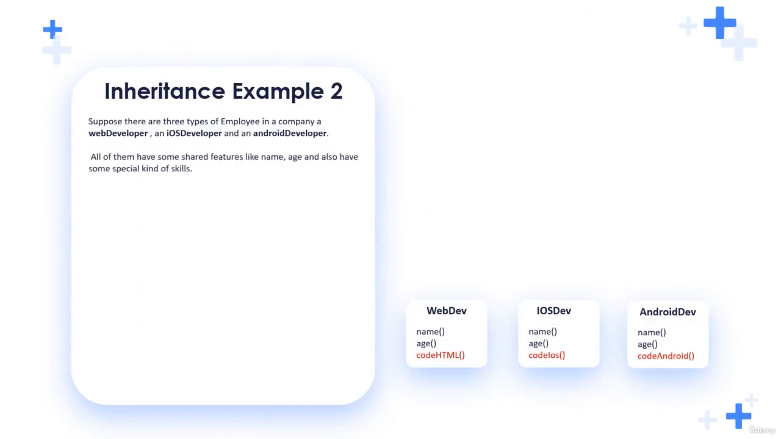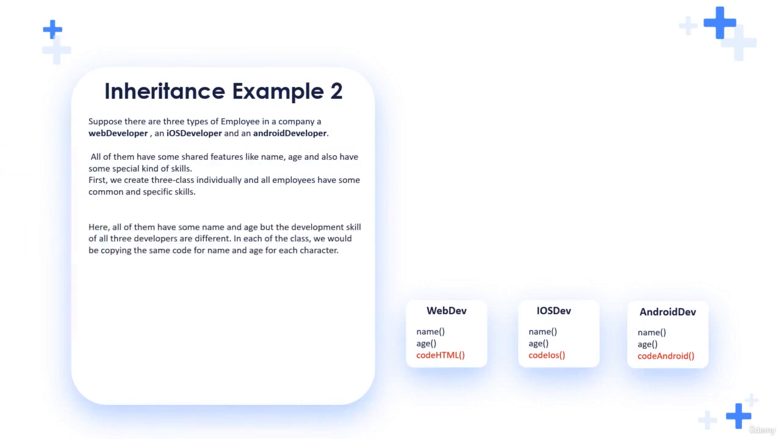All of them have some shared features like name, age, and also some special kinds of skills. First, we create 3 classes individually, and all employees have some common and specific skills: the name, and display the name and the age of the employee.